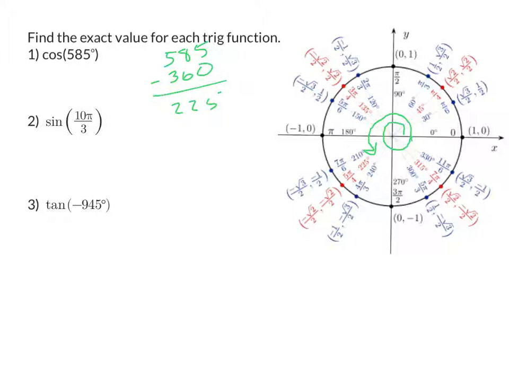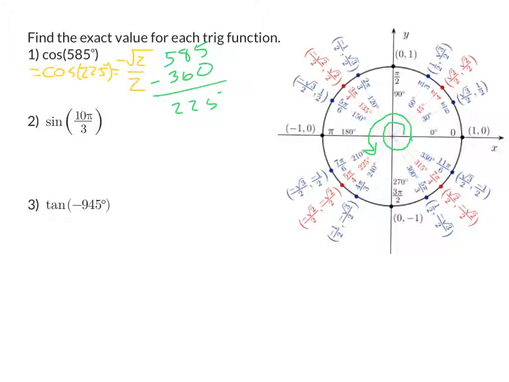So cosine of 585 ends up being the same thing as the cosine of 225. And that ends up being, well, the same thing as the value x, so negative square root 2 over 2 is the exact value for that trig function.